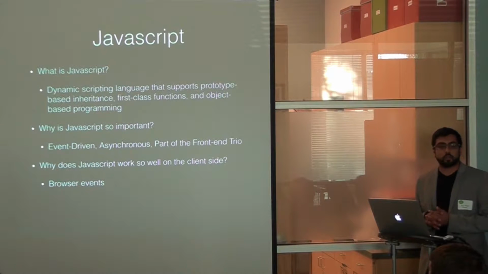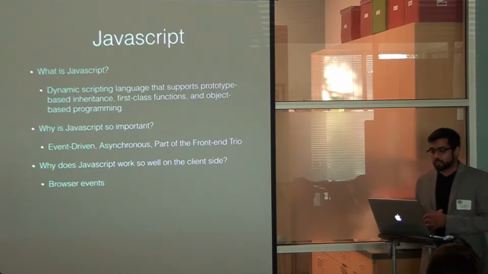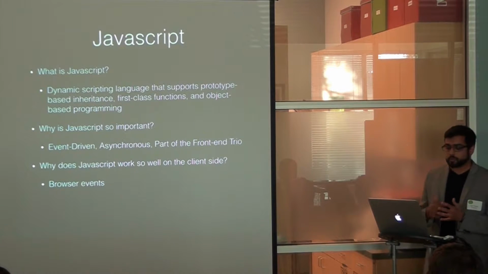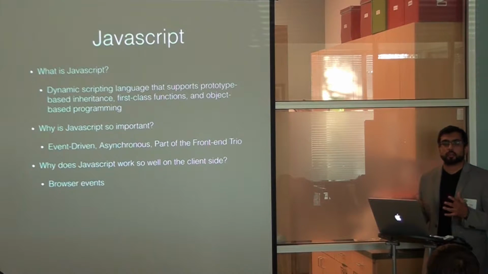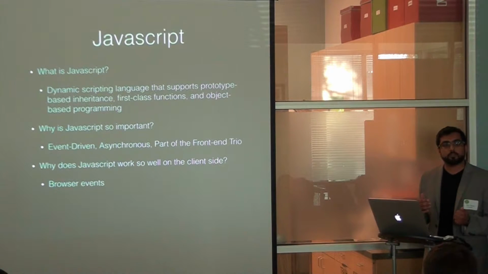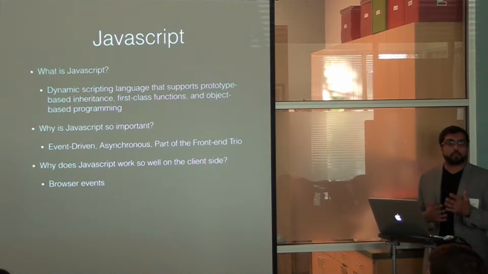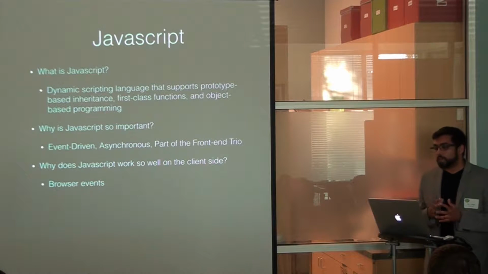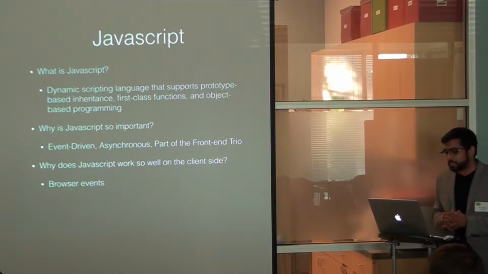So why is JavaScript so important? A couple of reasons are the event-driven programming style. There's also the fact that JavaScript is asynchronous, which makes concurrency a great thing in Node.js, and it's part of the front-end trio. The front-end trio, that's what I call HTML, CSS, and JavaScript. And those are the three languages that your browser knows how to interpret, which is why they're the three languages that make up all of your front-end code and what you as the client see when you visit a web page. So JavaScript is the logic portion of that, which is why it's so important on the client side.